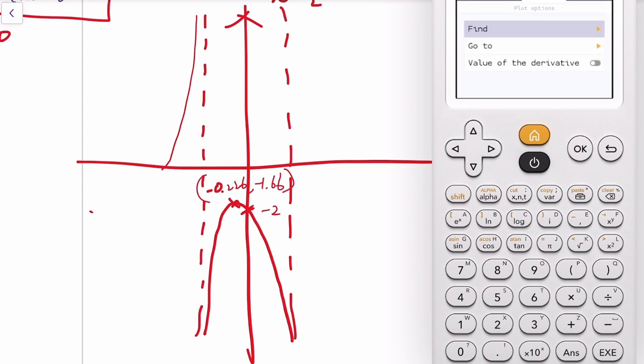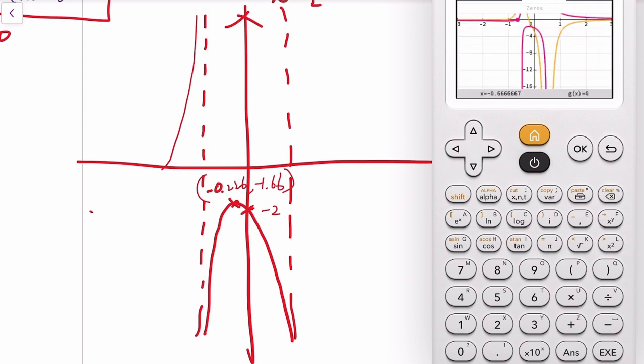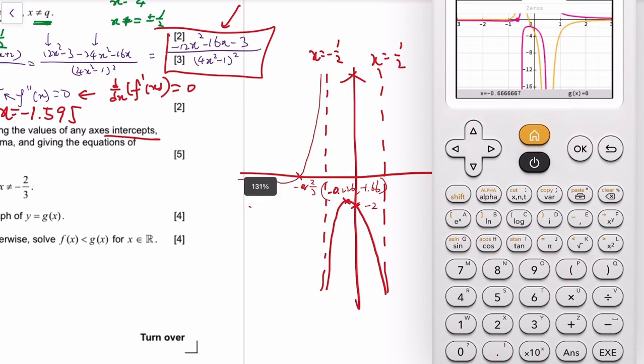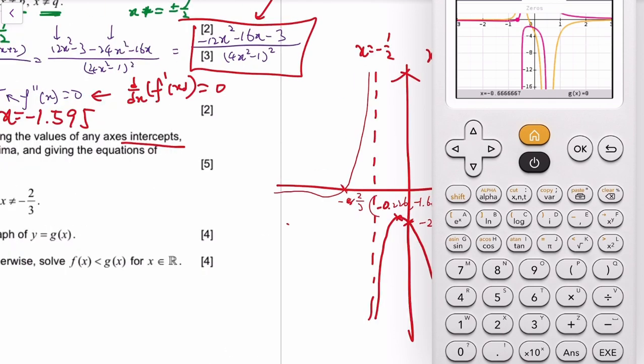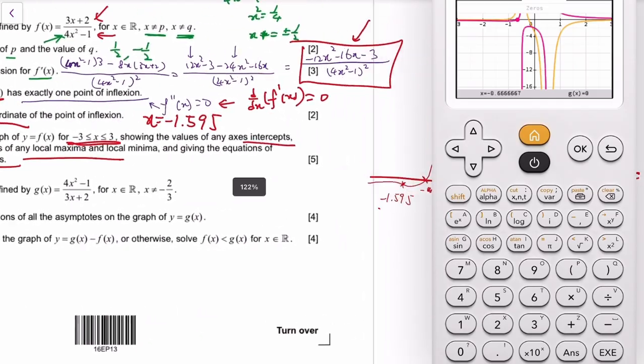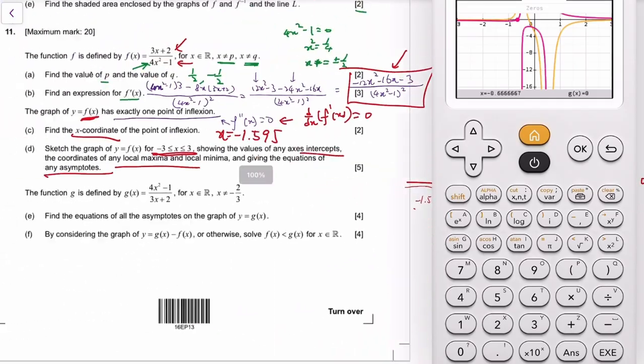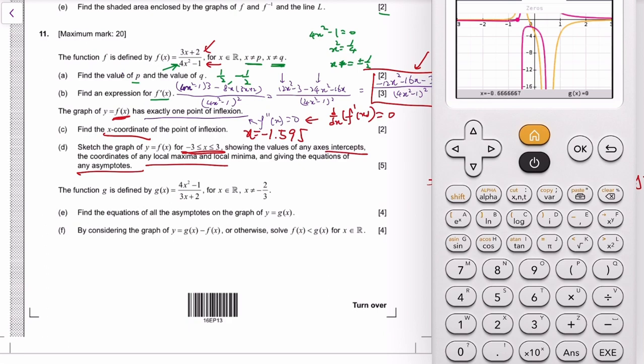Okay, let's go to the red graph and then find the zeros. So it's like this. This is negative 0.6666. That looks like 2 over 3. And then we had a point of inflection, right, at negative 1.5. So that's about here. This is negative 1.595. Right. Okay, they didn't ask for drawing the point of inflection, just maximum, minimum, and intercepts.